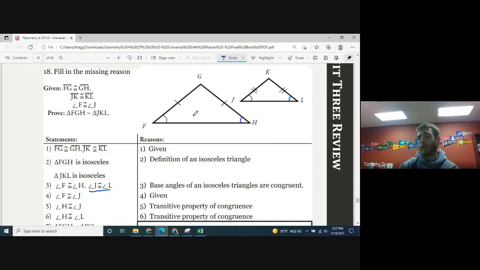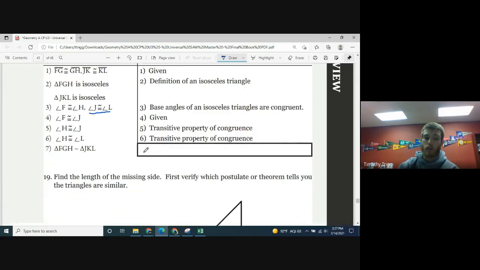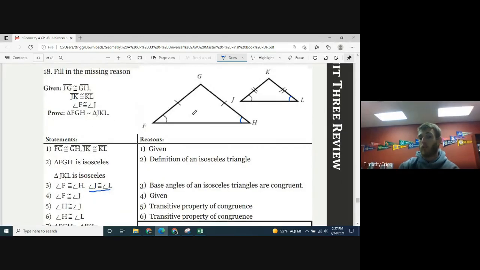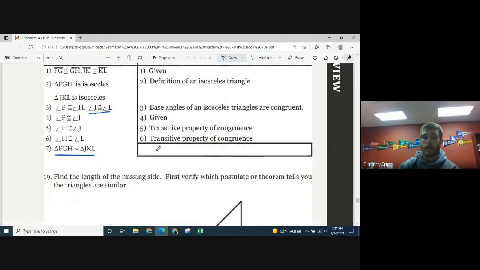So notice now, two angles from this triangle match two angles from the other triangle. Then for sure we can say that the two triangles are similar, right? That's what we're saying. Two triangles are similar because of what property? Well, two angles from one match two angles from the other. That's the angle similarity postulate.